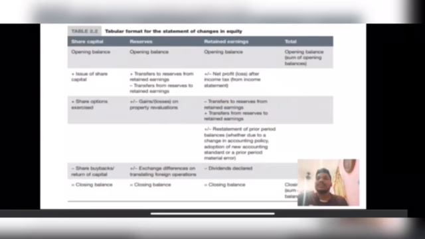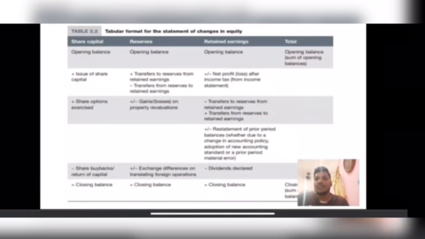So these are the components or items found in the statement of changes in equity. There will be 4 items: share capital, reserves, retained earnings, and the total of all of them. The first item will be share capital. For this, you must have the opening balance, plus issue of share capital, plus share options exercised, and minus the share buybacks or return of capital. You get the closing balance.